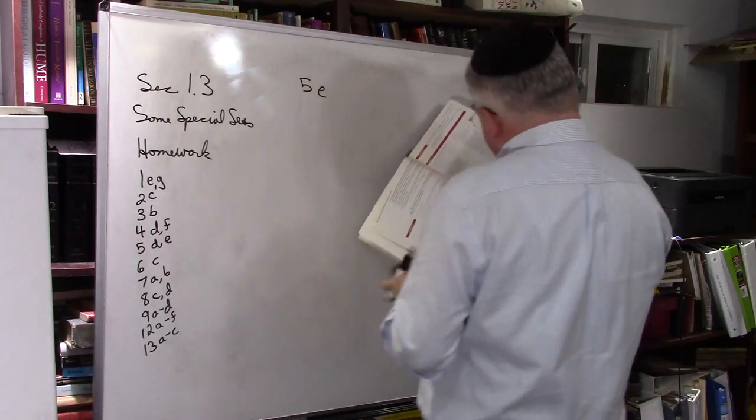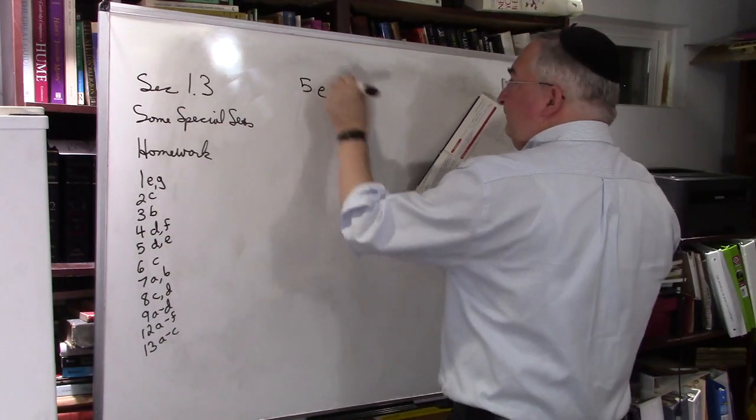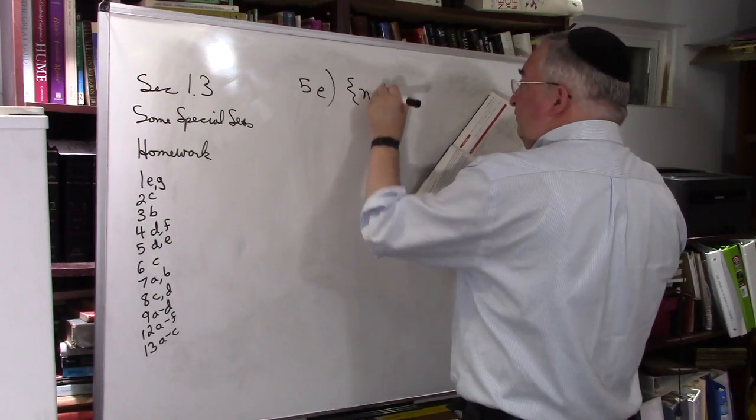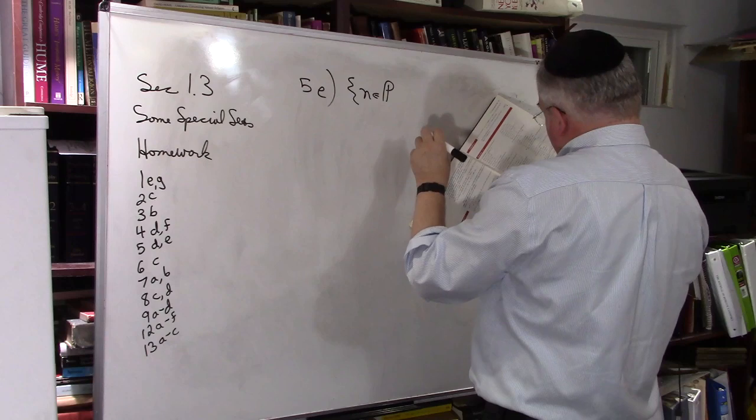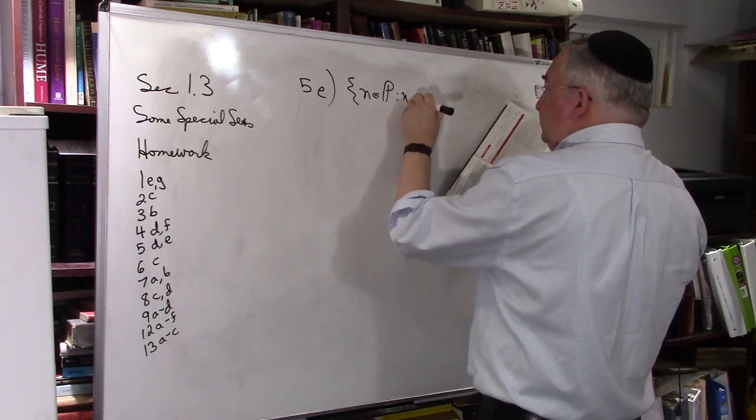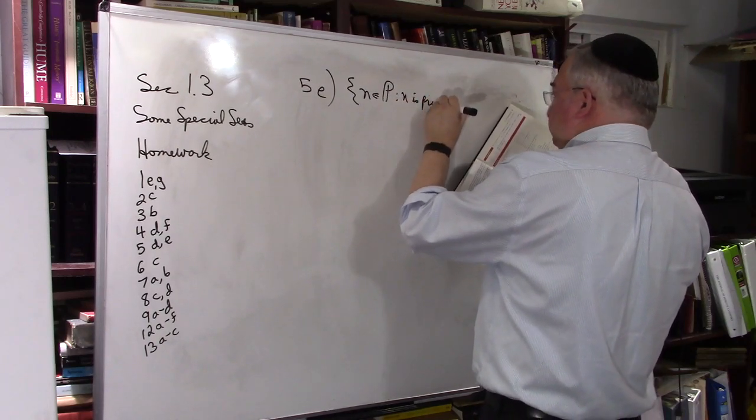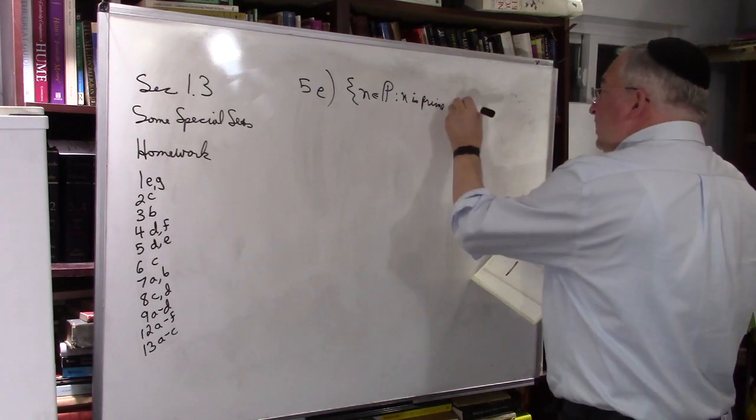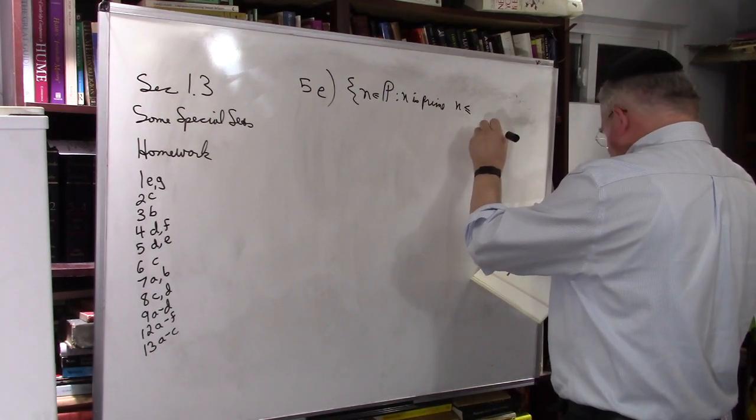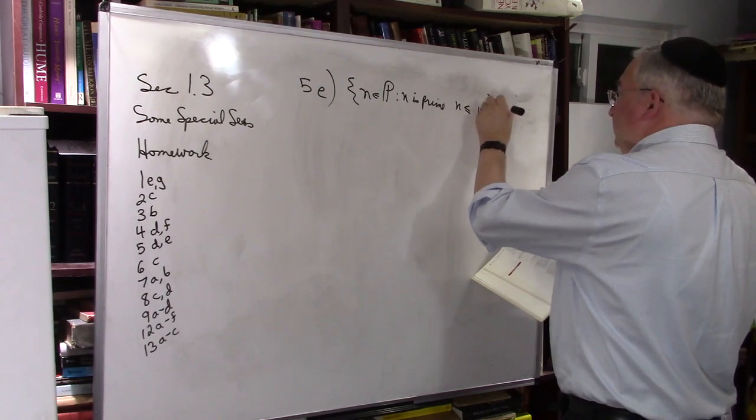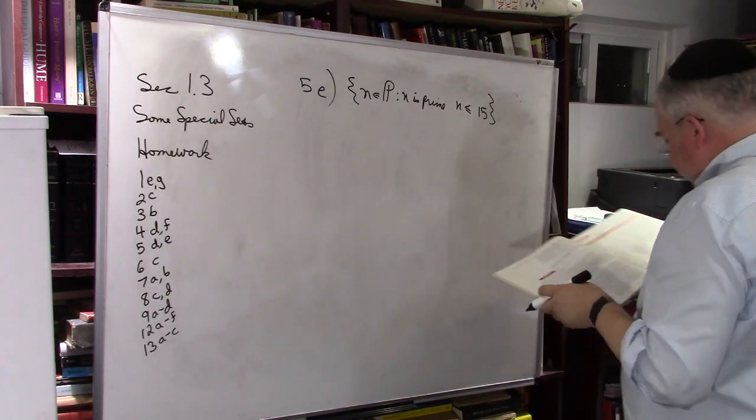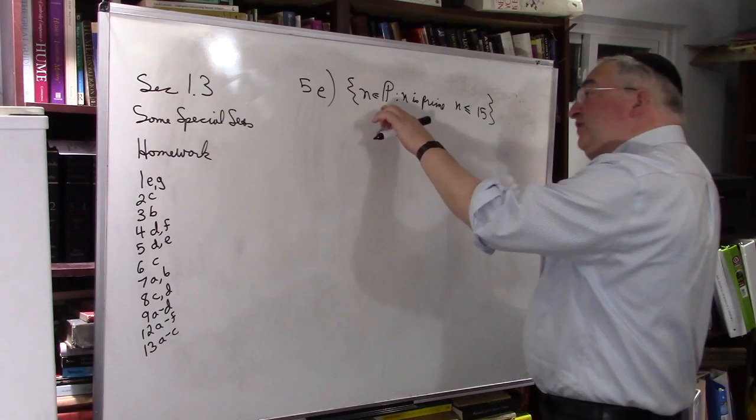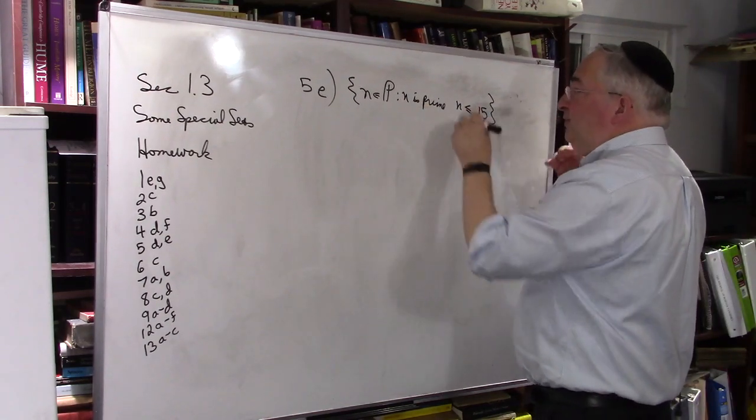We're up to 5E. Ready? This is n a member of P such that n is prime and n is less than or equal to 15. It gives us a little hint: 1 isn't prime. Okay, so they want all the prime numbers, positive numbers that are prime and less than or equal to 15.